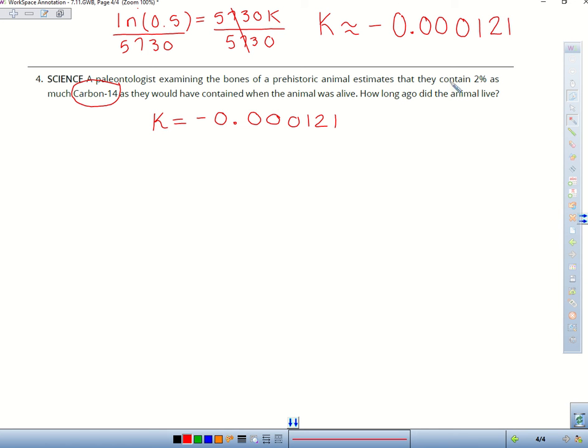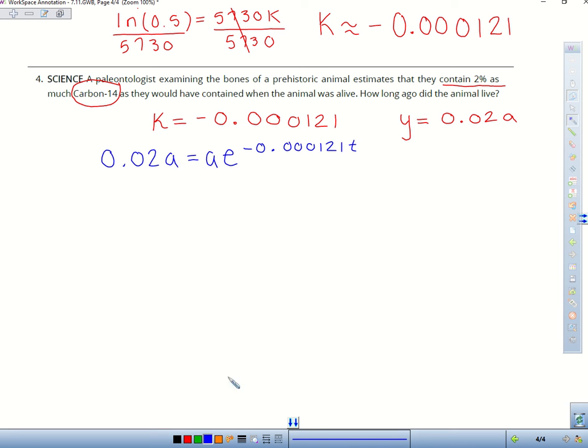Now that means that the bones contain 2% as much as they would have when they were alive. So in this case, your y is going to be 0.02 times the original amount. A is the original amount of the animal's mass. 0.02 times A is how much of the mass is left. Does that make sense? Now we know k and y, and we're going to plug into the formula. So that's going to be 0.02 A equals A times e to the power of the rate times t.